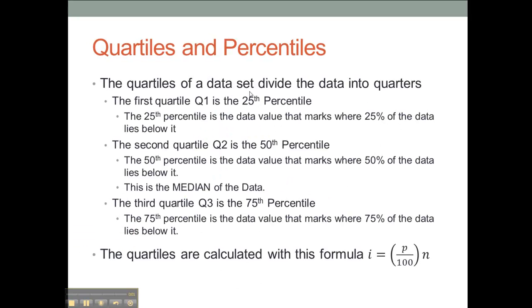We're going to talk about quartiles and percentiles. The quartiles of a data set divide the data set into quarters. The first quartile, Q1, is the 25th percentile, which means 25% of the data is below that mark. The second quartile, Q2, is the 50th percentile, which is just the median. And the third quartile, Q3, is the 75th percentile. We calculate our quartiles with this formula.